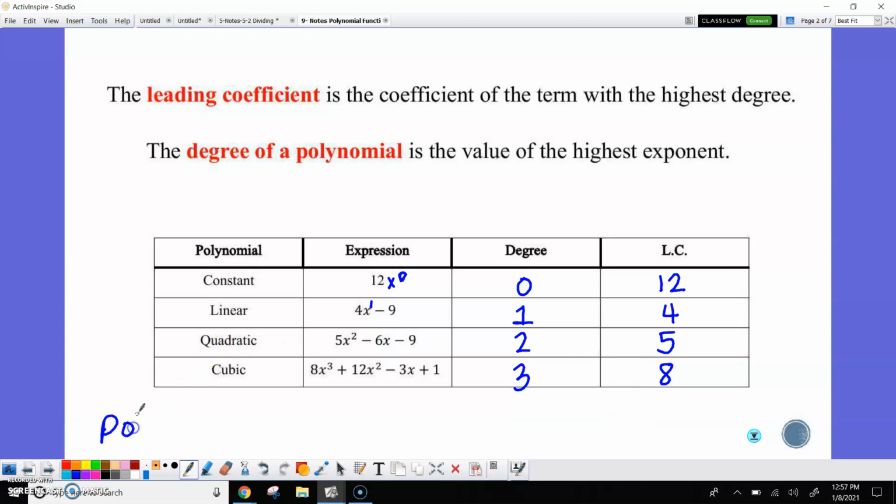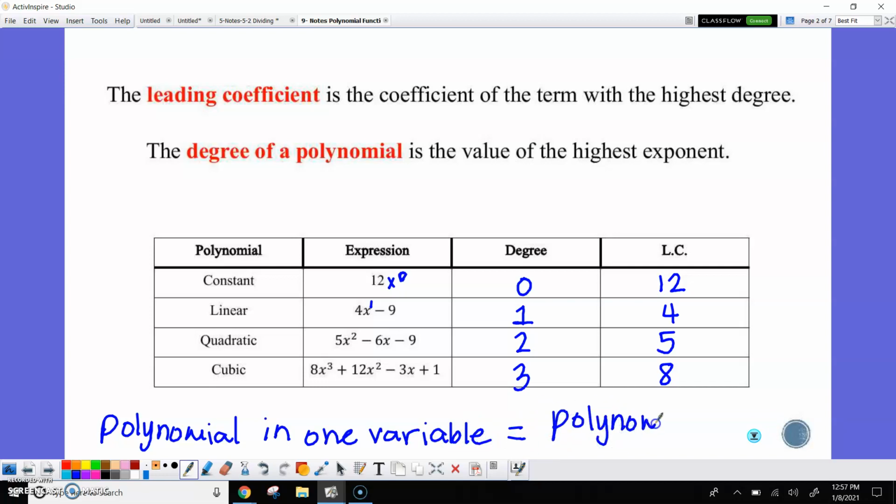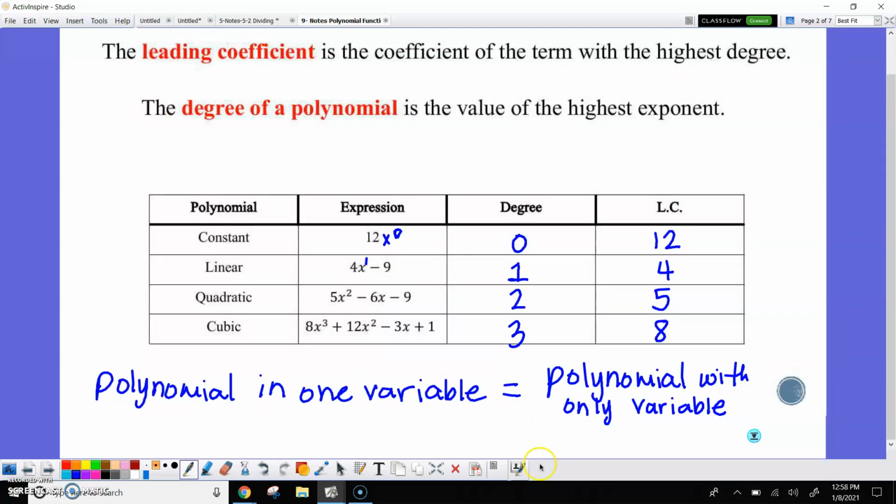A polynomial in one variable is a polynomial with only one variable. I know that sounds a little redundant, but that's what that means. A polynomial in one variable means that you have a polynomial but only one variable in it.